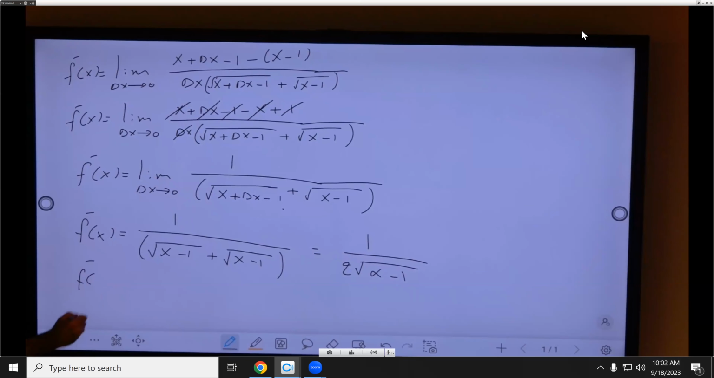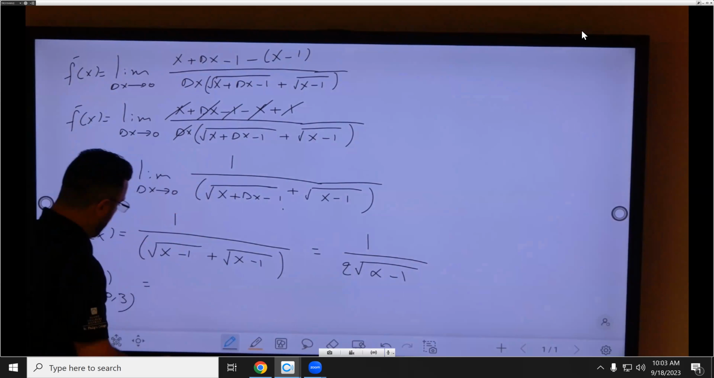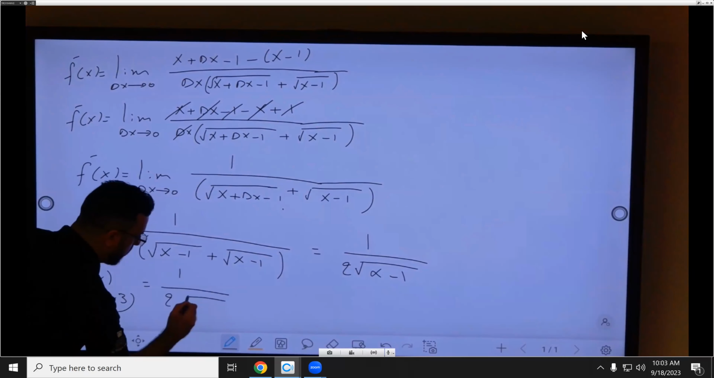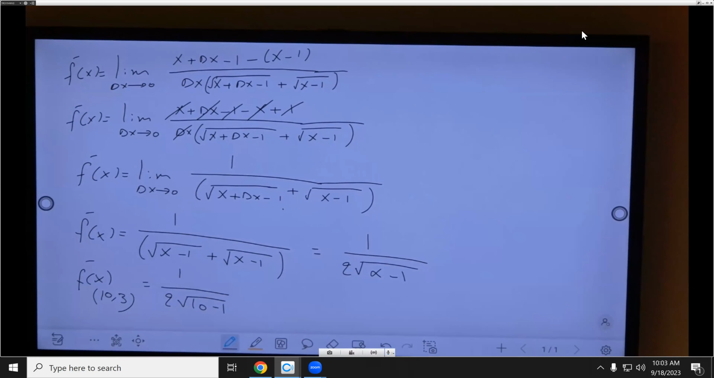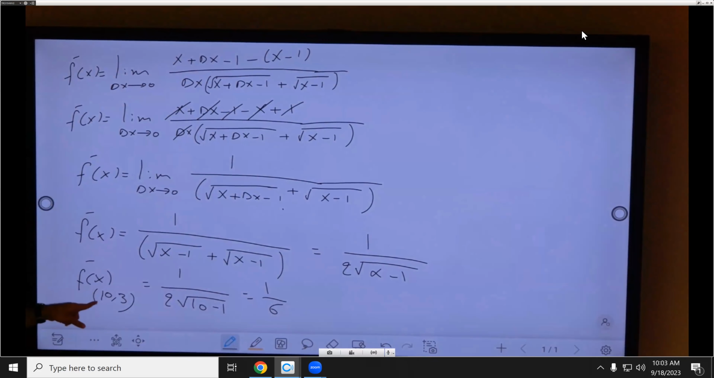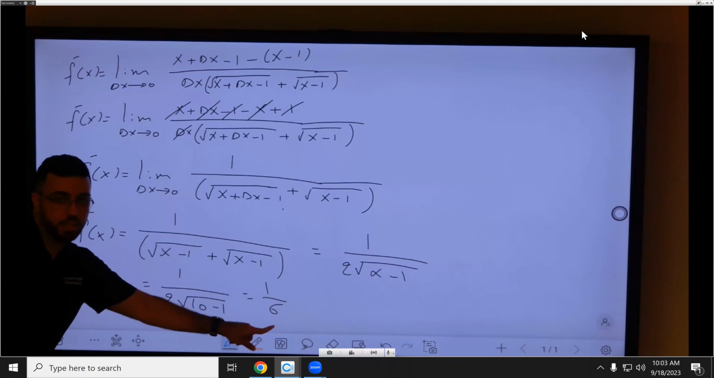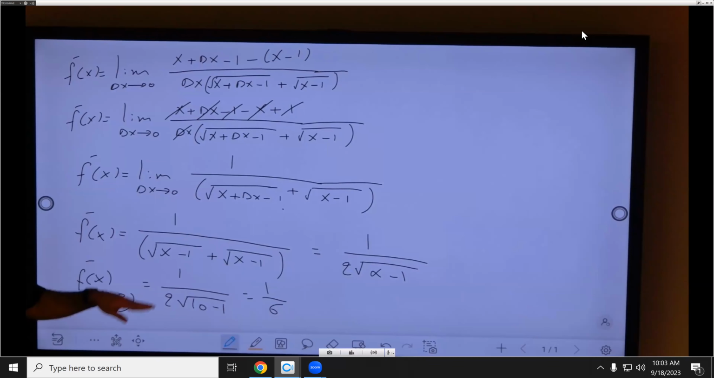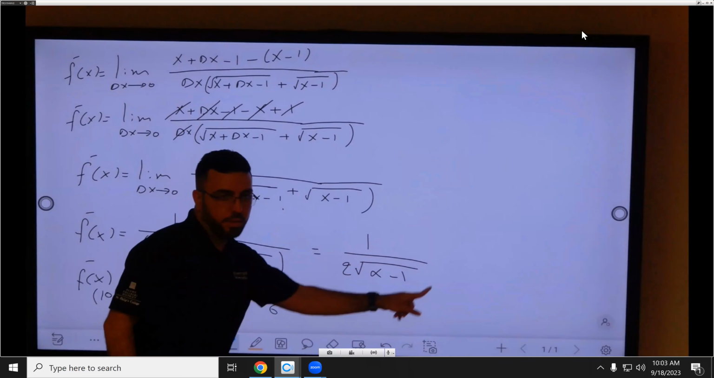At the point when x equals 10, because we didn't finish, that means x equals, how much x? 10. You're going to plug in 10 here. So it'll give you 1 over 2 square root of 10 minus 1. 10 minus 1, 9. Square root of 9, 3. 3 times 2. So the slope at this point is 1/6. The slope at all the points on the curve equal this one, okay?